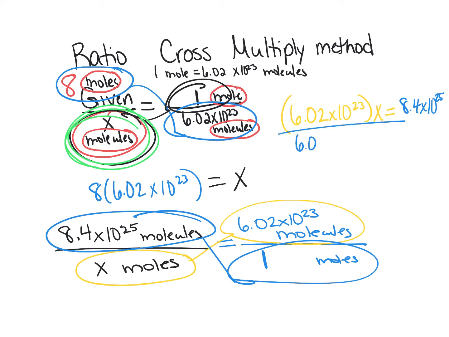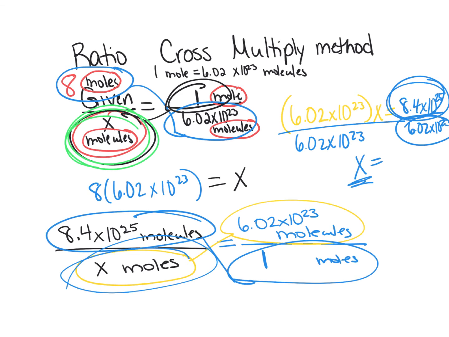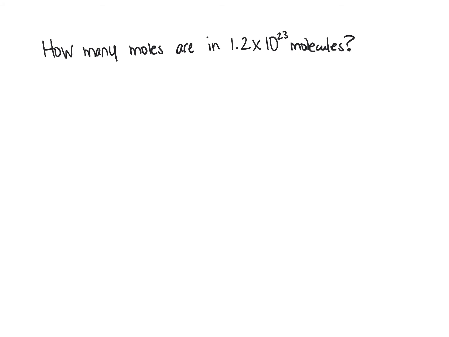So that means that that's equal to 8.4 times 10 to the 25th. I want to solve for X, so I'm going to divide each side by 6.02 times 10 to the 23rd. And so if I do 8.4 times 10 to the 25th divided by 6.02 times 10 to the 23rd, that's going to tell me how many moles. That's going to tell me my X. So I'm going to do this problem in both ways so that you can see which method that you prefer. So first, always identify what you are given. No matter what, you always are going to start with writing down what you are given, no matter what method you use. So I'm going to do one method in red, and I'm going to do the other method in blue.